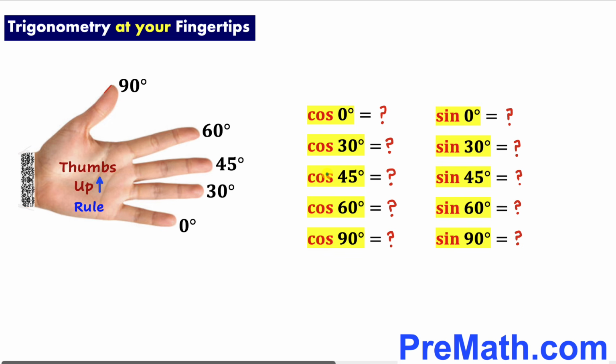Let's go ahead and get started. And here's our very first step. Let's talk about the thumbs up rule. In other words, this thumb is going to be always up. And here's our smallest finger, the pinky. The smallest finger has the lowest value, whereas the thumb has the highest value. So therefore, the smallest finger is going to be 0 degrees. The next finger is going to be 30 degrees, then 45 degrees. This index finger is going to be 60 degrees. And finally, the thumb is going to be 90 degrees.